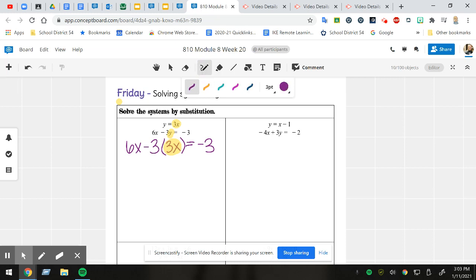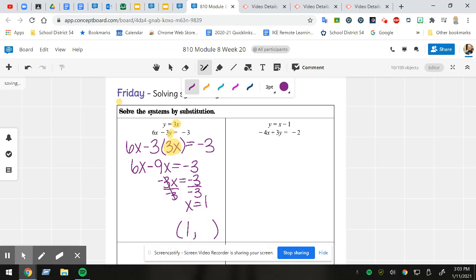Now I'm just going to solve. So I have 6x. I distribute 3 times 3x is 9x. I have like terms on the left-hand side. 6x minus 9x is negative 3x. I need to isolate x, so I'm going to divide both sides by negative 3. I have multiplication, the opposite is division. So we get x equals positive 1. Negative 3 divided by 3 is positive 1. So I'm going to start my solution here. X is equal to 1.